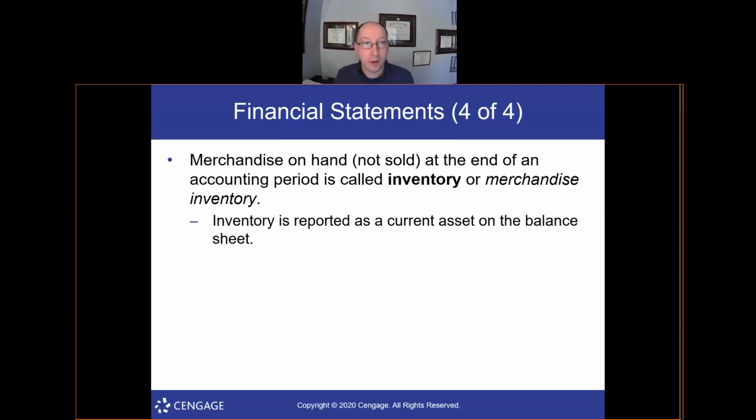Okay, so let's talk more about the merchandise. Merchandise on hand, meaning we haven't sold it yet, we call that inventory. It's also known as merchandise inventory. Inventory is what you have available for sale, but you haven't sold it yet. And inventory is found on your balance sheet under current assets. Inventory is called a current asset because we expect to sell it within 12 months or less.